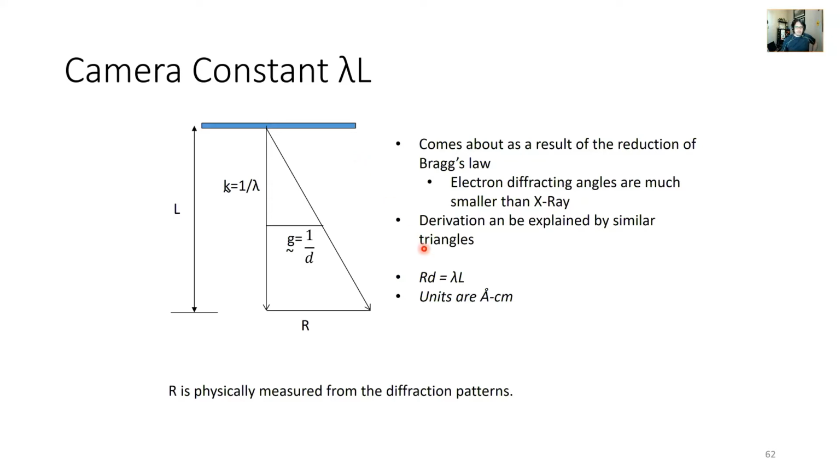Rd equals lambda L is an equation that comes into play when we're interpreting diffraction patterns, and we'll see that later in this lecture. And the units of camera constant are angstroms centimeter. We'll see that as we use it in play. So let's work out this camera constant calculation.